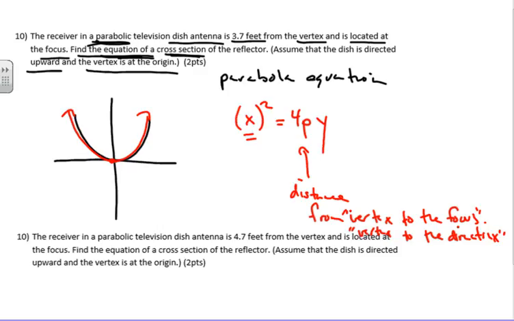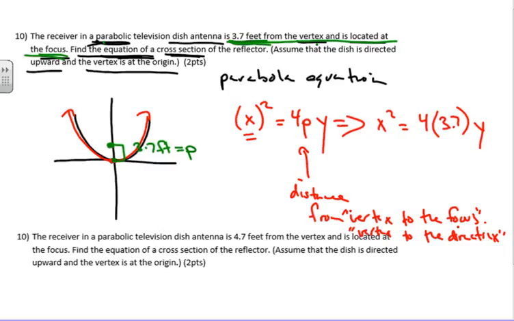So if we look at our problem, we have a parabolic antenna, which is 3.7 feet from the vertex, where the focus is located. That's a key phrase right there, because that tells us right here, 3.7 feet. That actually would have to be our p-value. So that's the distance from the center or vertex to the focus. So what we're going to do is we take that value and we plug it in for p, and we get a final equation. So our final equation is going to be x squared equals 4 times 3.7 times y, and that would be our final answer.